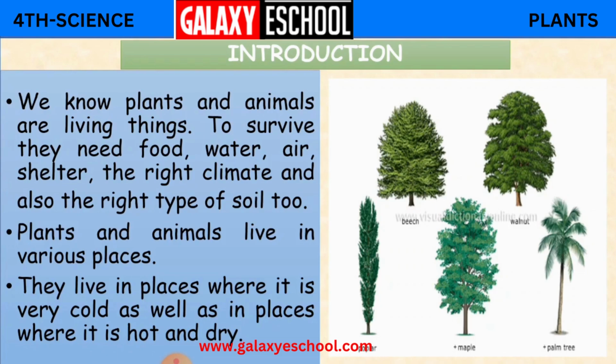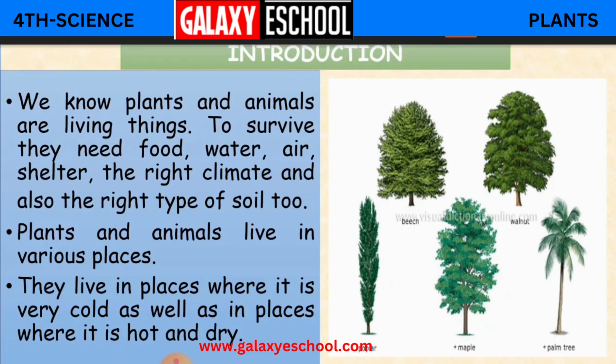They live in so many places, various places. They live in places where it is very cold as well as in places where it is hot and dry. Not only in cold places, they also live in places where there is so much hotness, so much dryness. So different climate conditions like cool climate, hot climate, wet climate, dry climate, in these type of places plants are able to live.